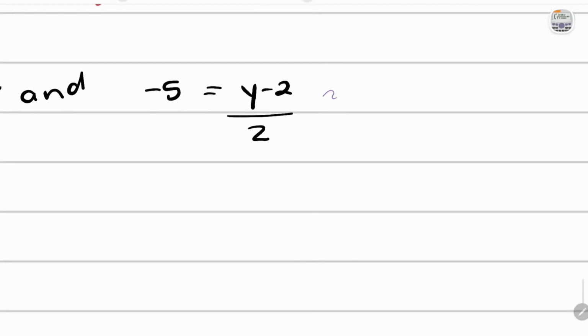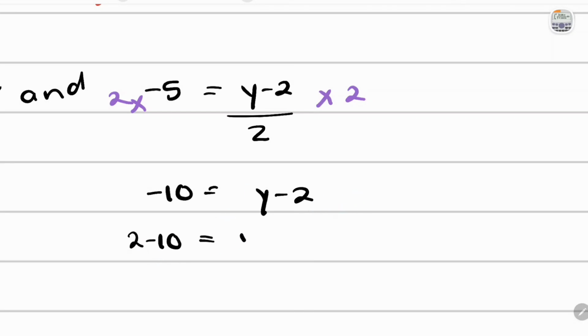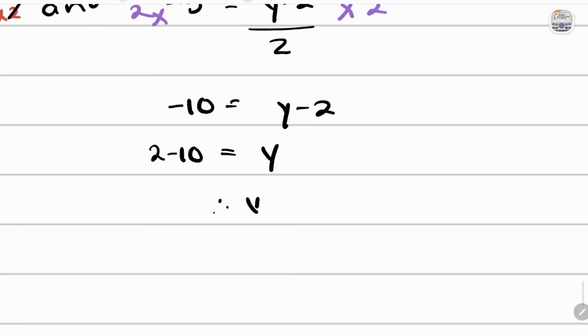And then the y values, we'll do the exact same thing. Multiply by 2 to get rid of the 2 as the denominator. Negative 10 is equal to, those cancel, y minus 2. Take the 2 over, so that's positive 2 minus 10 is equal to y. Therefore, y is equal to negative 8.